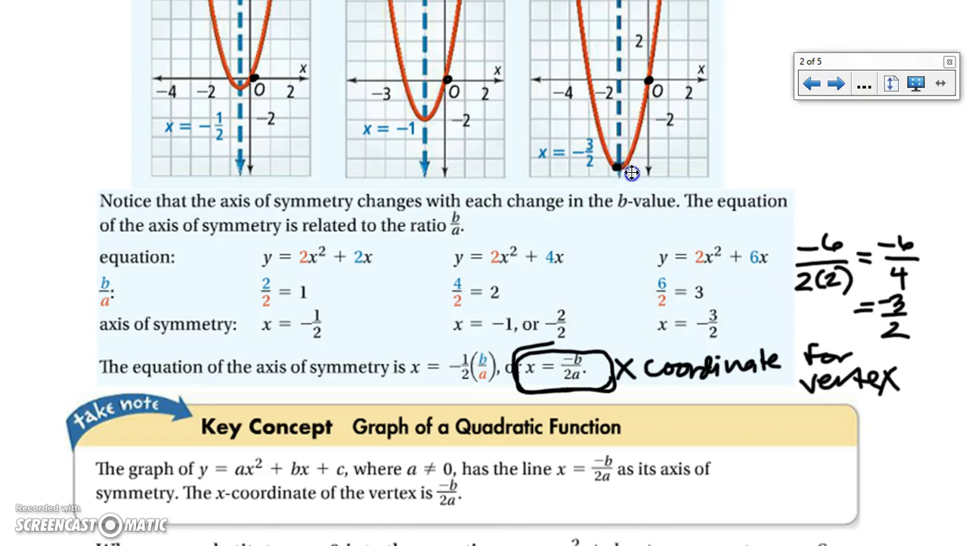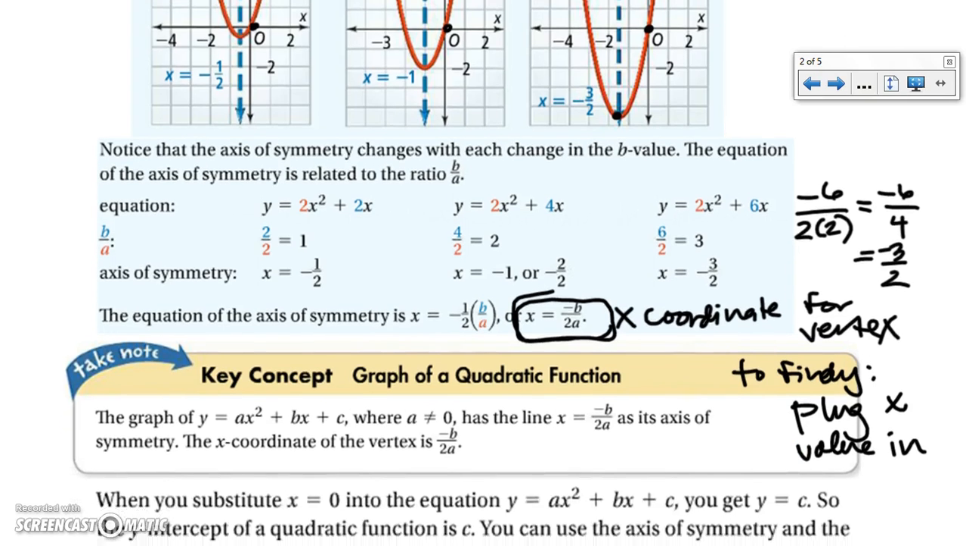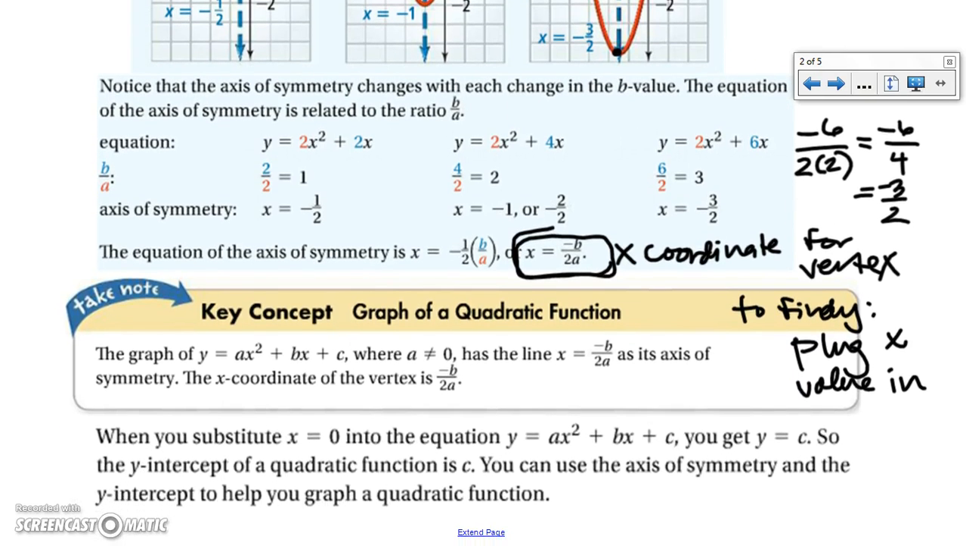And then in order to find our y-coordinate, we're going to plug that value back into our equation of 2x squared plus 6x, plug that back in for x, and that will give us the y-coordinate for our vertex. When you substitute x equals 0 into the equation, that will also give you your c, or y equals c. So the y-intercept of the quadratic function is going to be your c. You can use the axis of symmetry and the y-intercept to help you graph that quadratic function.